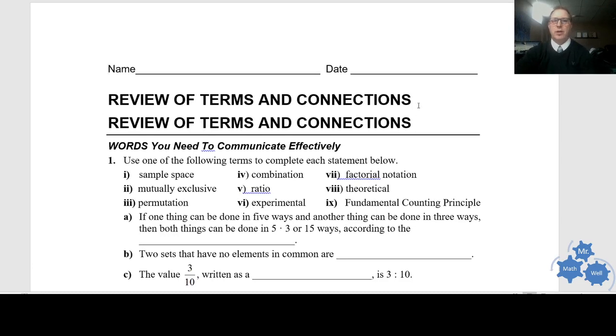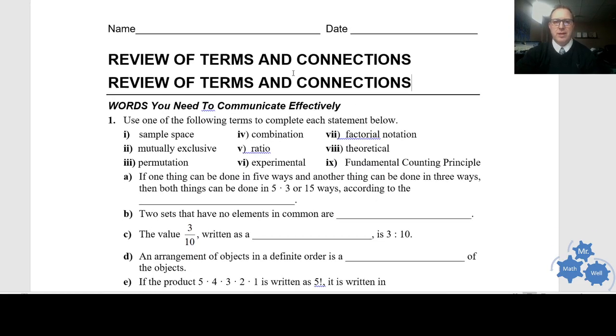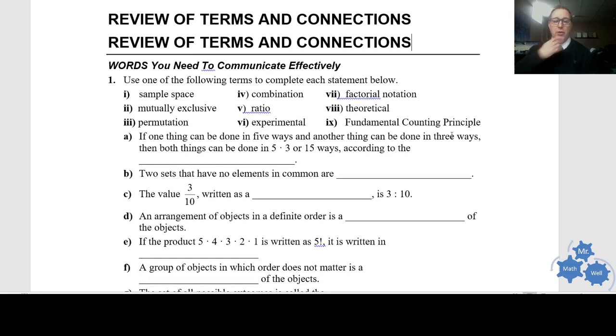Just wanted to talk to you a little bit about Chapter 5 and Chapter 6 here, in Foundations of Math 30. Ignore the double title there. I'm not sure what that's there for. So I just wanted to go over this document with you. It's just a view of terms and connections, and there's some practice questions here as well that you could go through in your preparation for Chapter 5 and Chapter 6 as well.